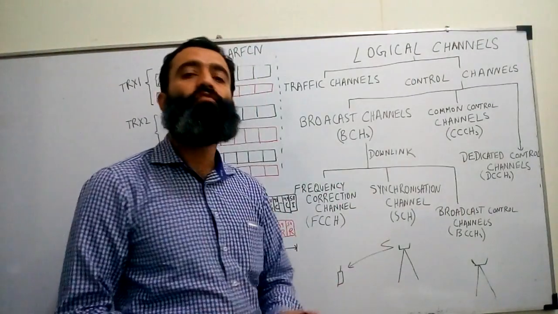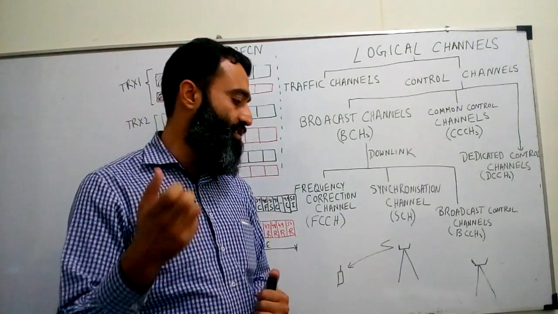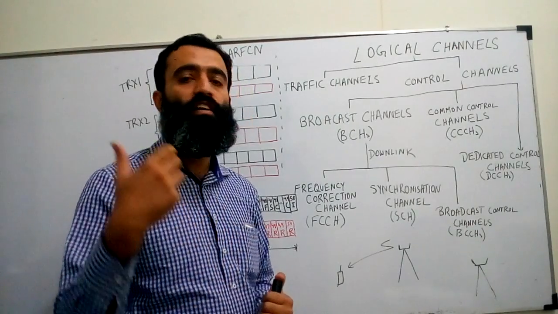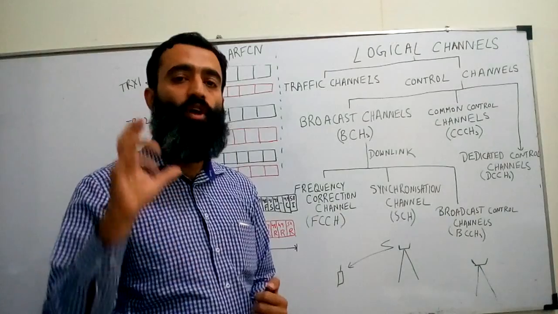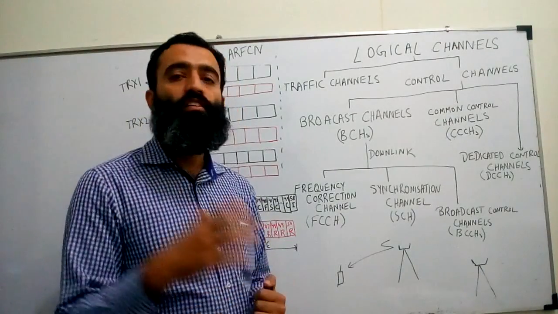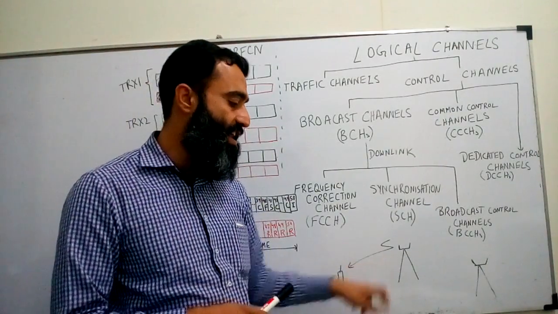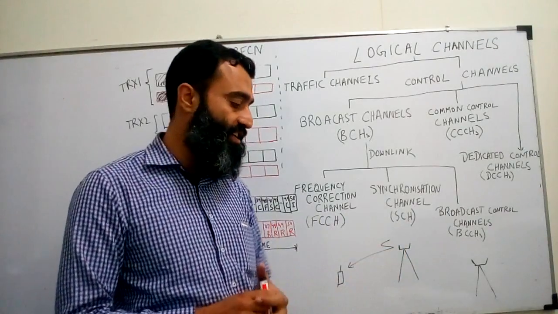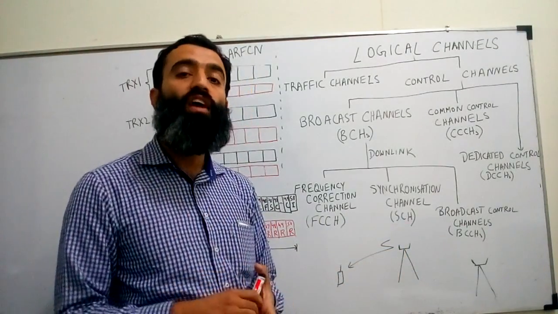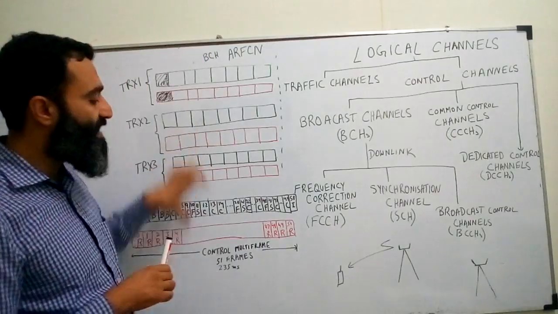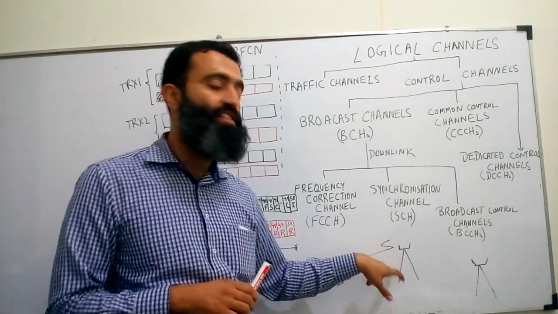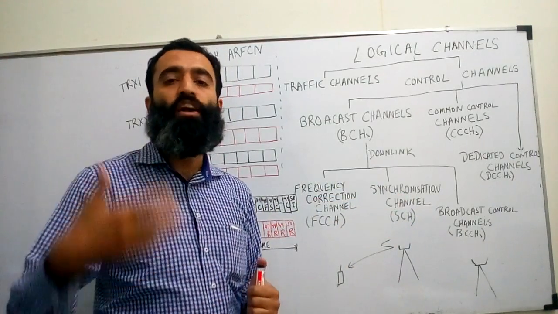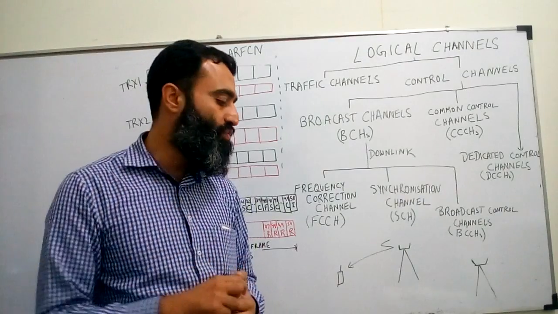And what information does this broadcast control channel give? It tells the mobile station about the network identity, what the identity of this cell is, what location area this mobile station is located in, and what frequencies are in use in this base station as well as in the neighboring base stations, so that whenever handover is required, the mobile can do the handover.